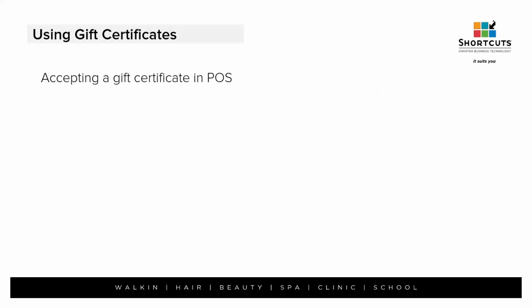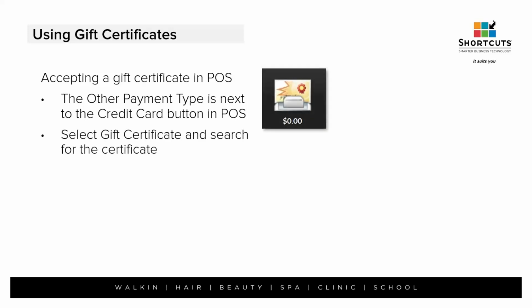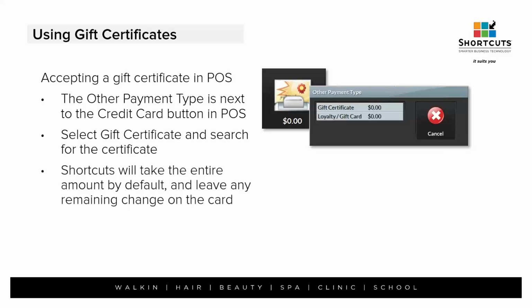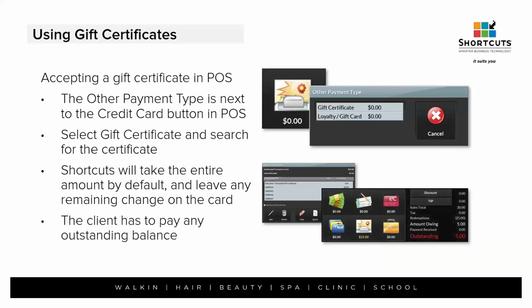When the customer returns and they're ready to spend that gift certificate, you're going to press the other payment type. It looks like a little white paper with a stamp on it. And Shortcuts shows you different options, things like gift cards or gift certificates. Once you choose it, Shortcuts gives you a list of all of the gift certificates you've sold.